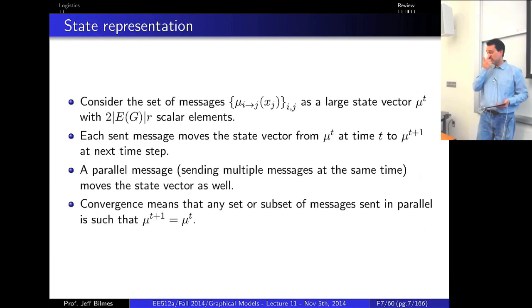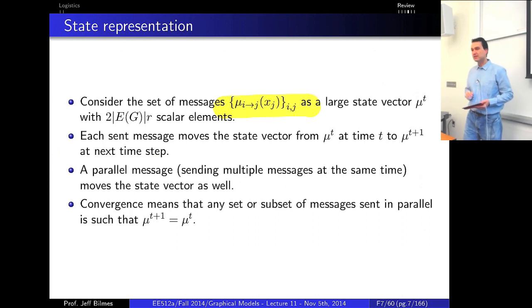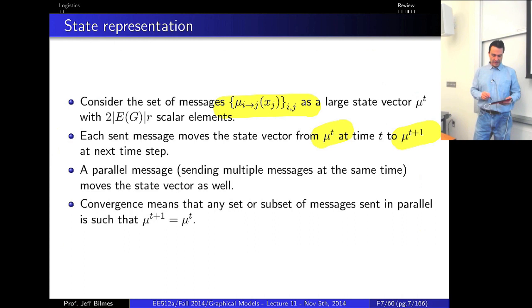We also talked about this idea of a state representation, where essentially you have a big set of all of these messages, which is this thing here. And that can be seen as a state vector. Every time we send a new message, we update the state vector, going from mu sub t to mu sub t plus 1. We could also potentially think about sending messages in parallel, where multiple messages are sent. And maybe there's some way, we thought, of composing the message sends.